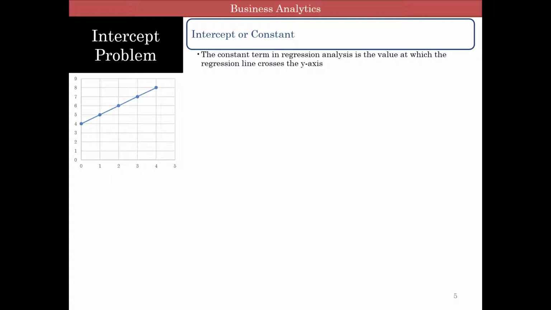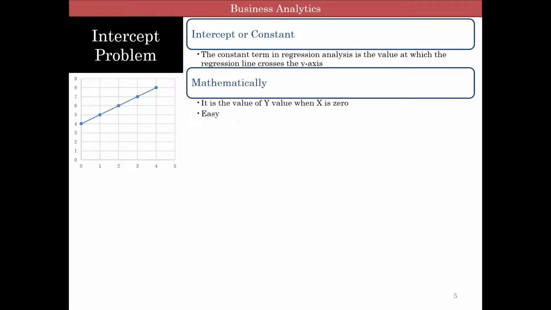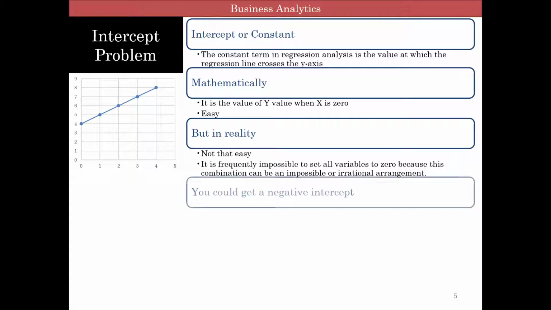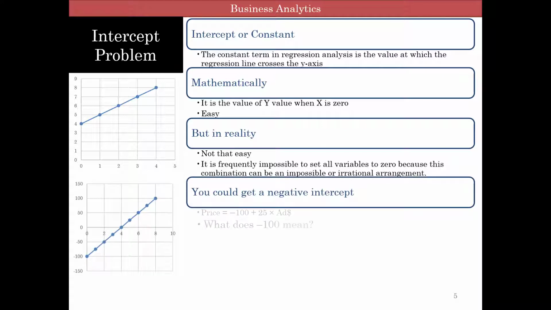Let's talk about the intercept and constant here. The constant term in regression analysis is the value at which the regression line crosses the y-axis. Mathematically, it is the value of y when x is 0, and that's kind of easy. But explaining it in reality is not that easy, and it can get very complicated. Especially in multiple regression, it is frequently impossible to set all variables to 0, because this combination can be impossible or an irrational arrangement. You could also get a negative intercept.